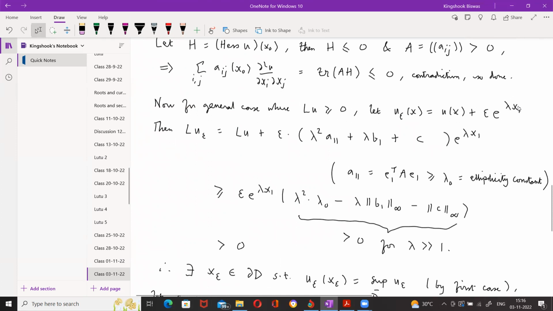So it's not clear what to do in a Riemannian manifold. Do you see the difficulty? Because we have global coordinates on Rn, we can explicitly write down such a function, e to the lambda x1, so that L of this function is going to be large and positive. If my domain is in some coordinate chart, then this will work.